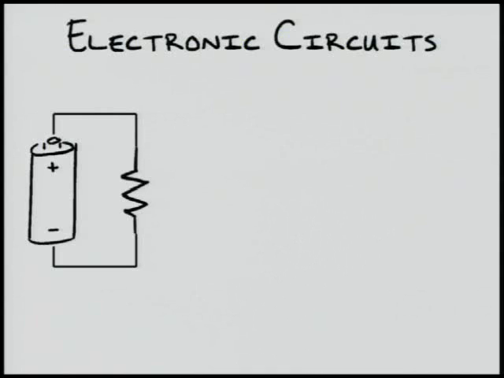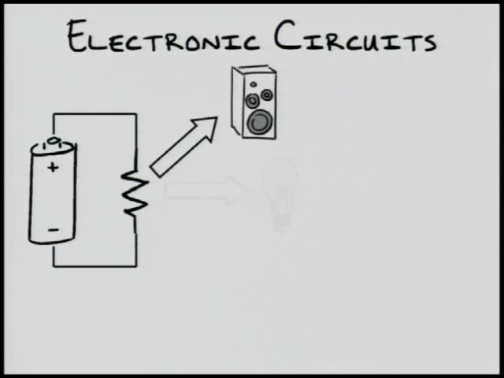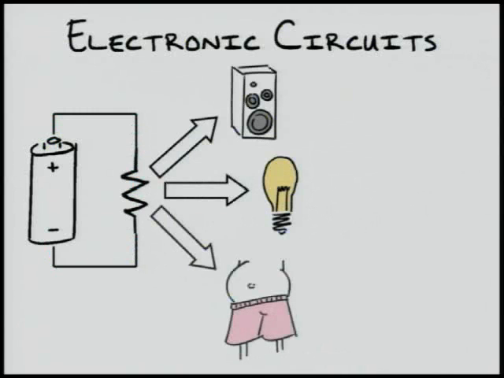Here you can see a simple circuit. The battery provides power to the load, or resistor, in the circuit. This resistance could be something like a stereo speaker, or it could be a light bulb. However, in the case of neurostimulation, this resistance is in fact the tissues of the body.